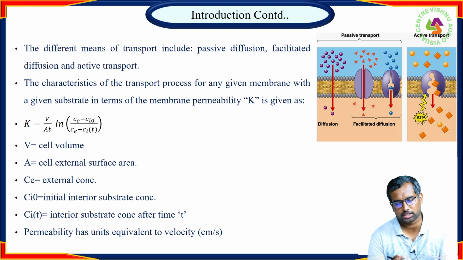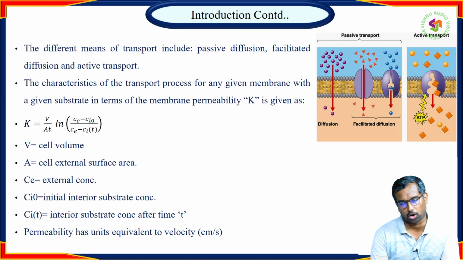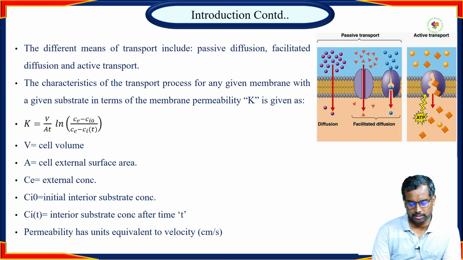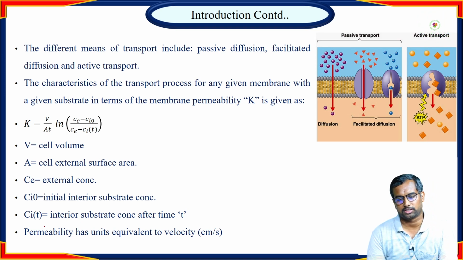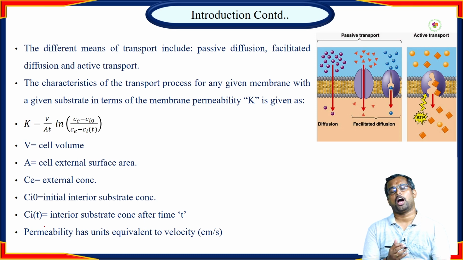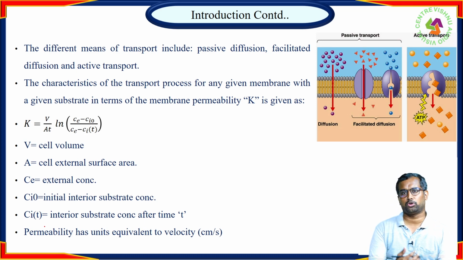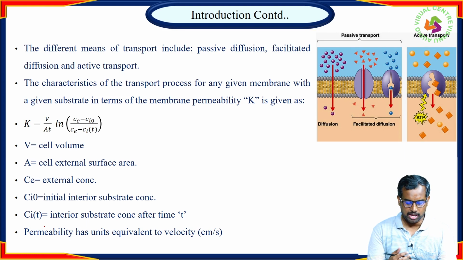So the initial concentration of a particular substrate material within the cell, that is what is Ci naught. Then we have Ci of T, which is nothing but the interior substrate concentration after a particular time period, which we call T. So our calculation is based on how much time is given for the diffusion process or for the transport to take place across the particular cell membrane.